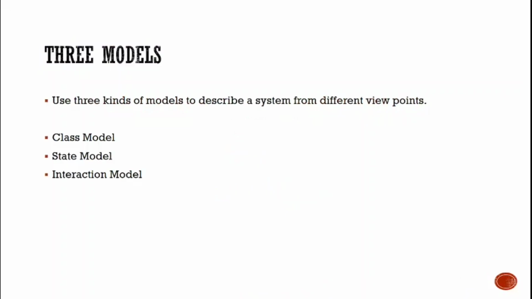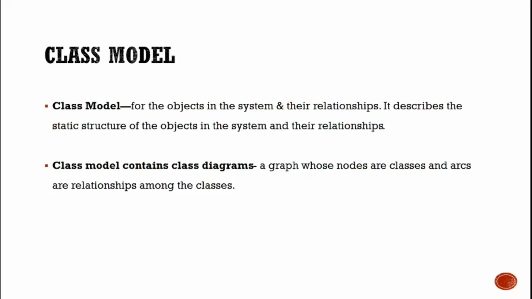In the 3 modules, we use a class model, state model and interaction model. These are the different viewpoints of the models. In the class model, we'll see the objects in the system and their relationships. It describes the static structure of the objects in the system and their relationship.